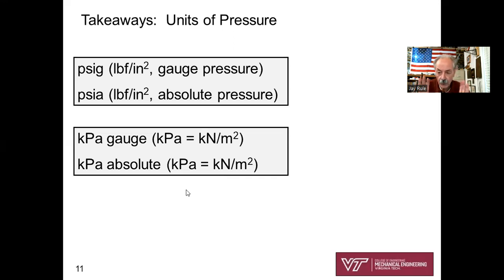Now, when you're doing your homework problems and you're given a pressure in kPa, let's say 250 kPa, that's going to mean absolute pressure. So in general, if your textbook says gauge pressure, then it means gauge pressure. But if it doesn't say anything, that means absolute pressure. Okay.